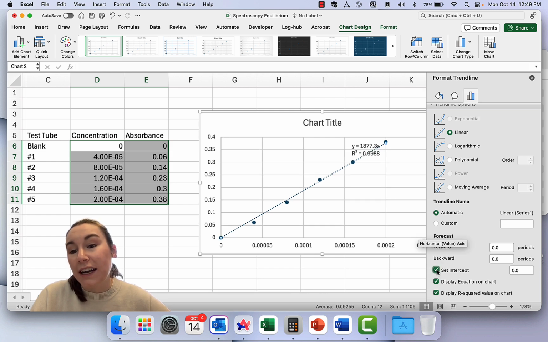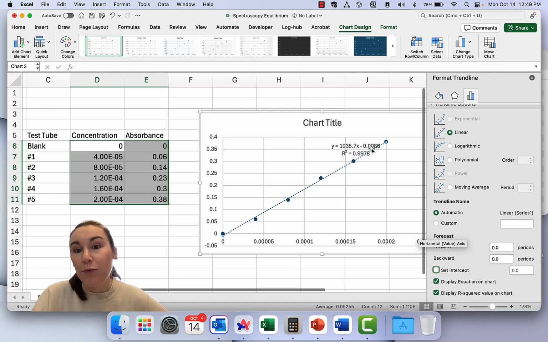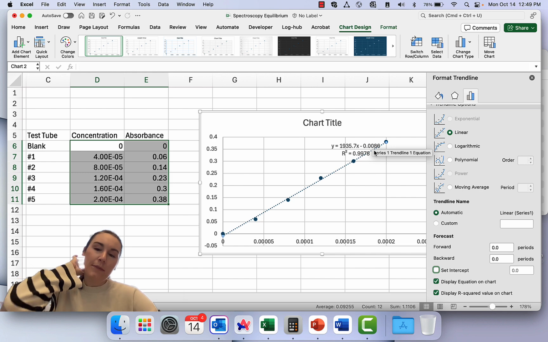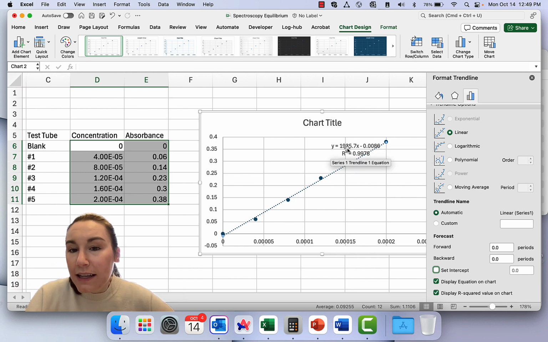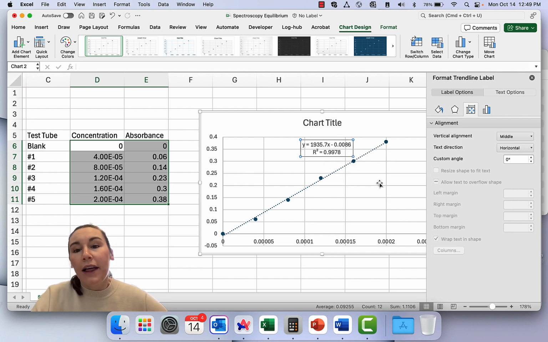And LabFlow will not accept that. So we don't want to set our intercept to anything. We want to keep this as a y equals mx plus b plot. That then gives me the y equals mx plus b equation that we need for the second part of the lab.